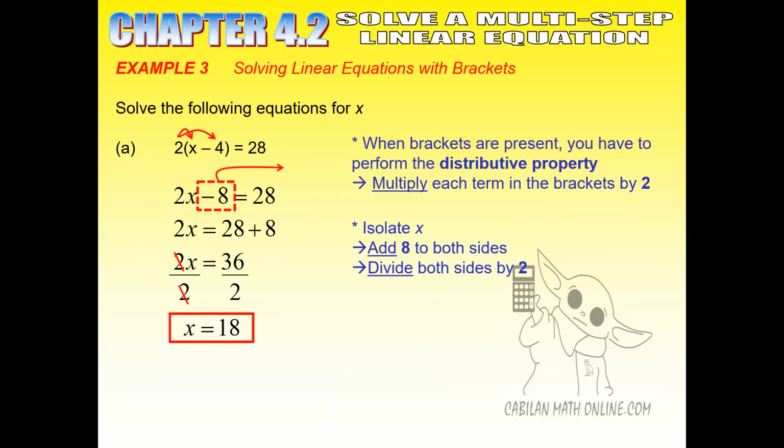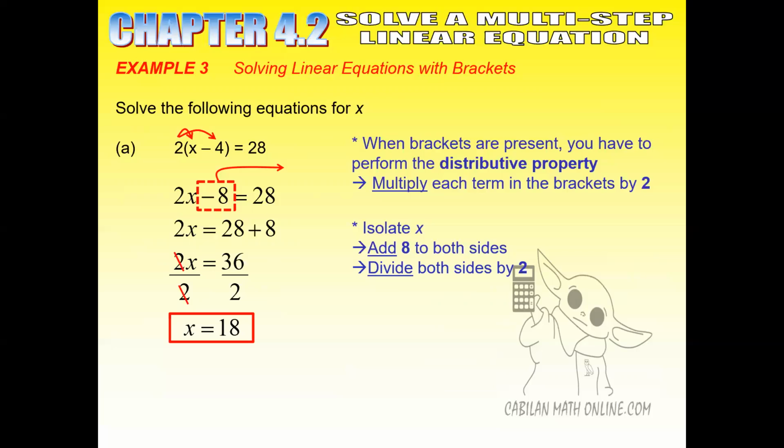Okay, so again, when you see a set of brackets, get rid of them first by performing the distributive property. And then in most cases, once you do that, you will have no more than two or three steps to complete the question. Ultimately, in this question here, notice that after we got rid of the brackets, we had a two-step solution, which we saw in the previous lesson.